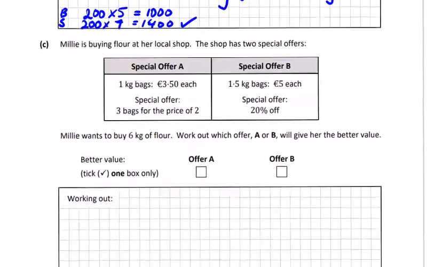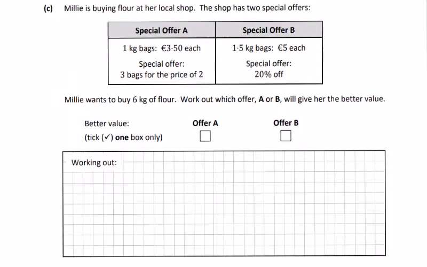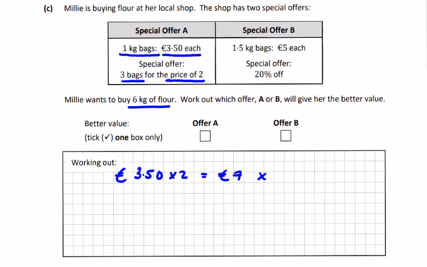Now she's buying the flour at the local shop, and there's 2 special offers. Which one is the best? She wants 6 kilos of flour. So on offer A, 1 kilo bags, so she's going to need 6 of them, €3.50 each. But if she buys 3, she only pays for 2. So she's paying for 2 twice. So she has €3.50 for 1 kilo. If she buys 2 of them, it will be €7. And then she'll get the third one for free. So she multiplies this by 2. Offer A, €14 for 6 kilos.